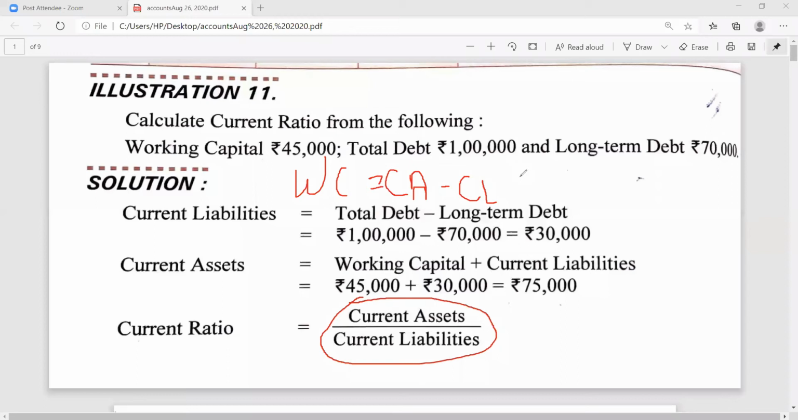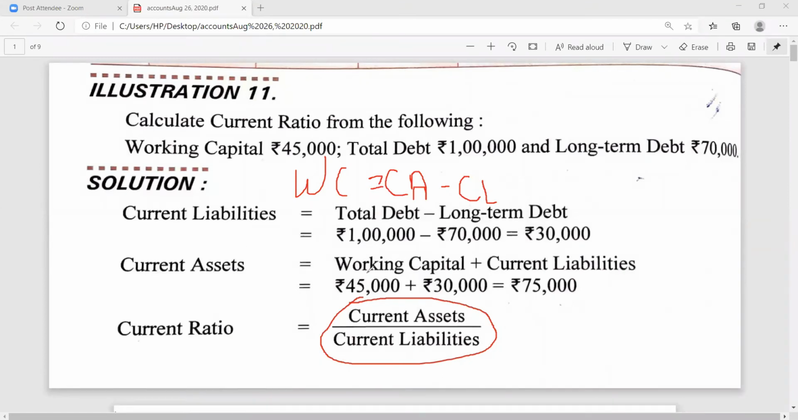So what to do in that case? Identify whether the current assets or liabilities are given in the question or not. In the question, the total debts are given to us. What are total debts? Total debts means the total liabilities. And long-term debts means the long-term liabilities. If you recall the liability side of the balance sheet, total debt minus long-term debt, you will get your current liability.